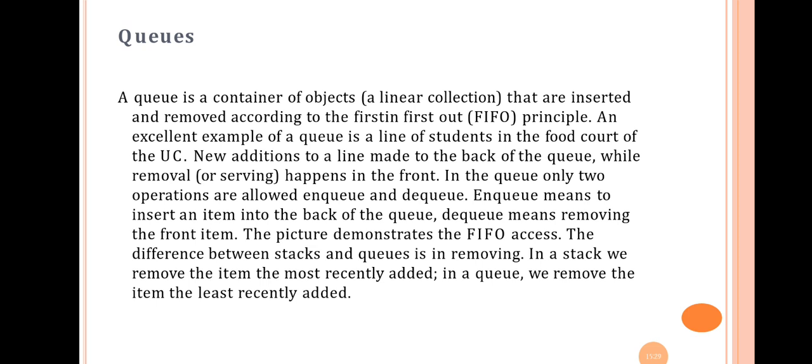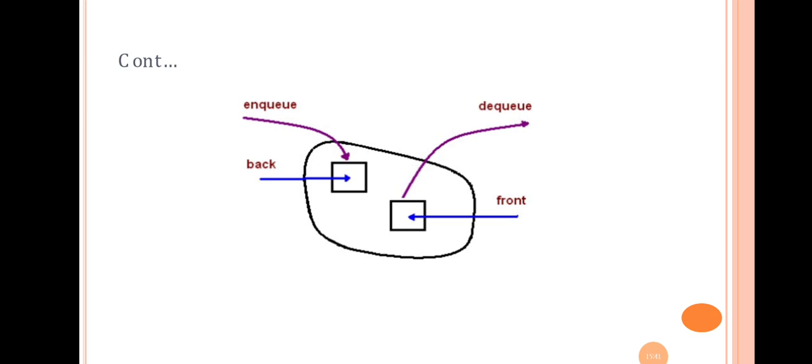The difference between stack and queue is in removing. In a stack, we remove the item most recently added. In a queue, we remove the item least recently added. So this is an example: back, front, and then enqueue and then dequeue.